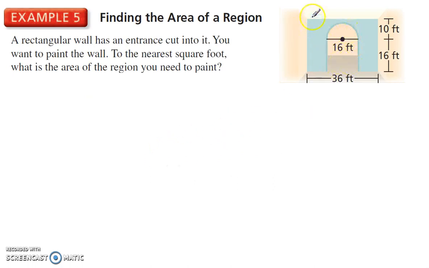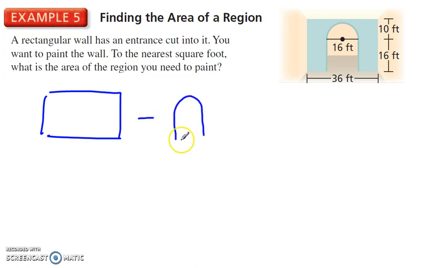Okay, now we have a composite figure here, and we want to paint this right here. We want to know how much paint we need, so we need to find how much area we are painting. Well, there's a doorway cut out here, so we don't need to paint the whole 36 by 26. We can subtract this. So the idea is we take the big wall and then we subtract the doorway. Now the doorway is made up of a rectangle and a semicircle. That rectangle is actually a square, so this is 16 by 16.